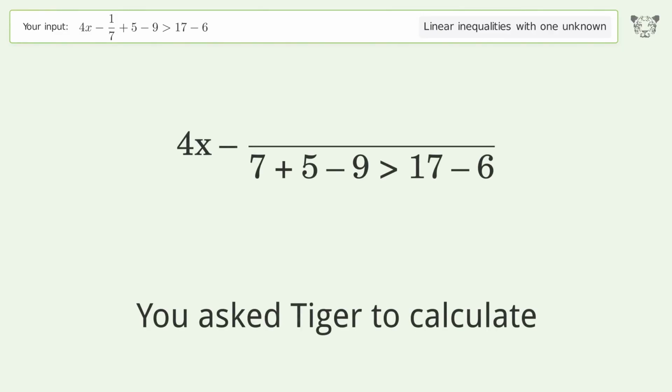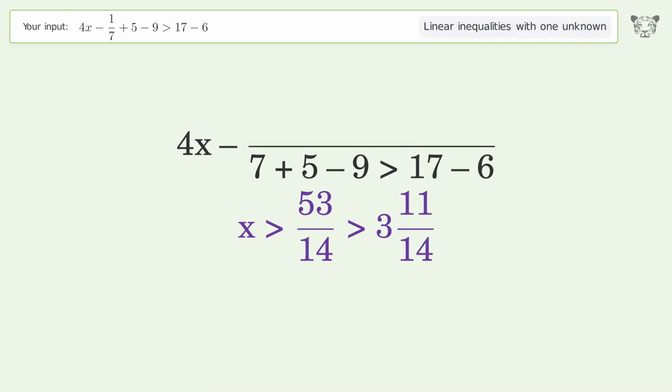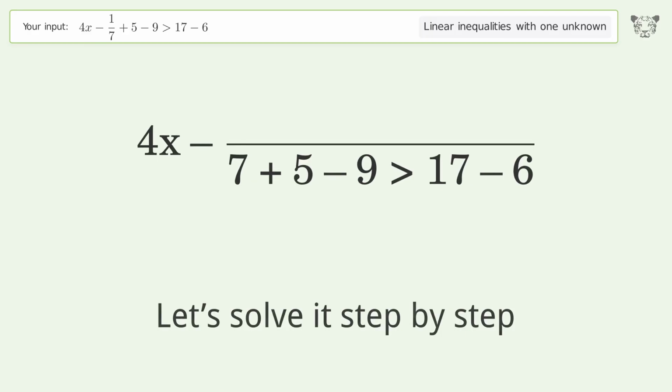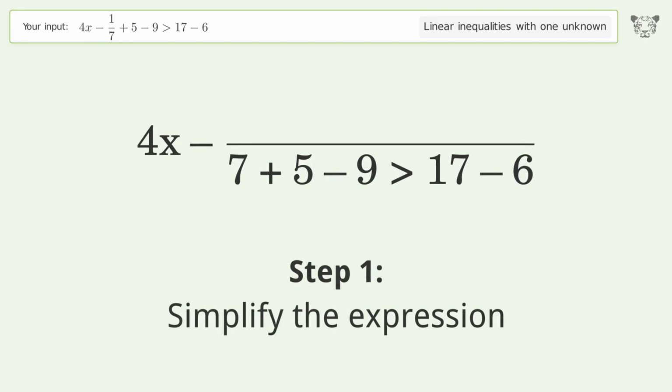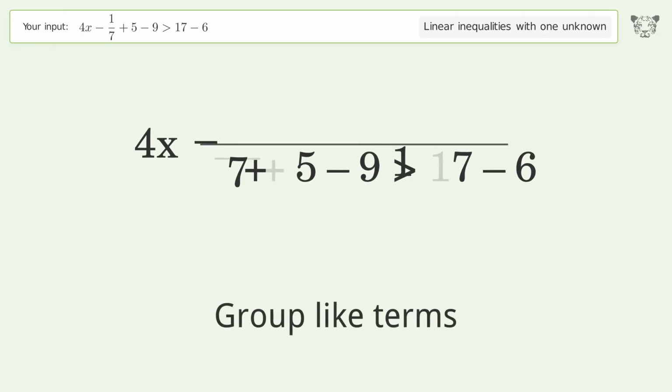You ask Tiger to calculate. This deals with linear inequalities with one unknown. The final result is x greater than 53 over 14 greater than 311 over 14. Let's solve it step by step. Simplify the expression. Group like terms.